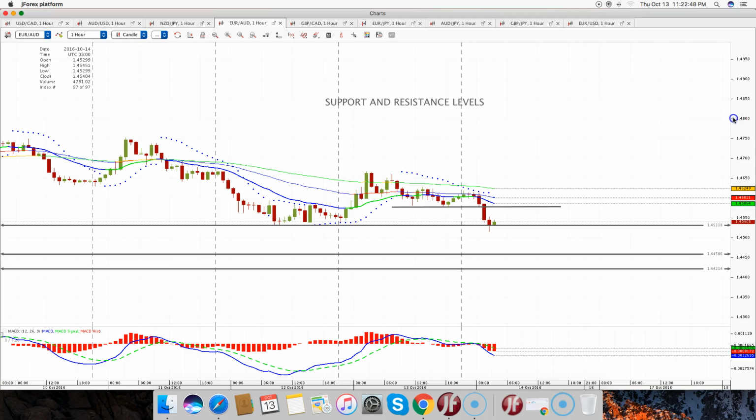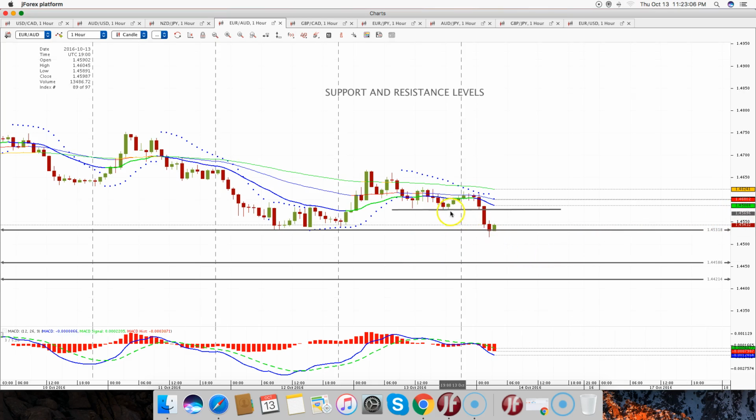Oftentimes, you may see a good setup and you may want to take it, but then you realize the entry is very close to a support or resistance level. So, what I normally do is draw horizontal lines at those levels, so if I do take a trade, I know where to exit.